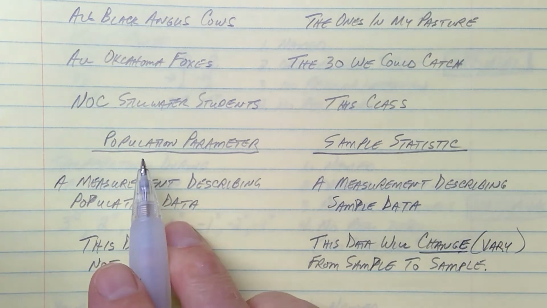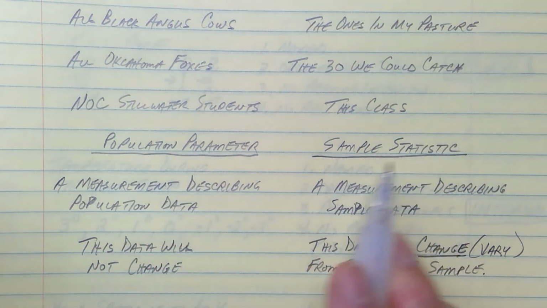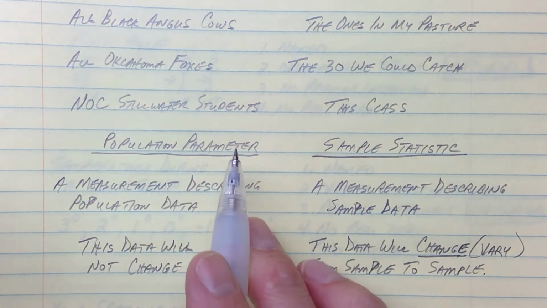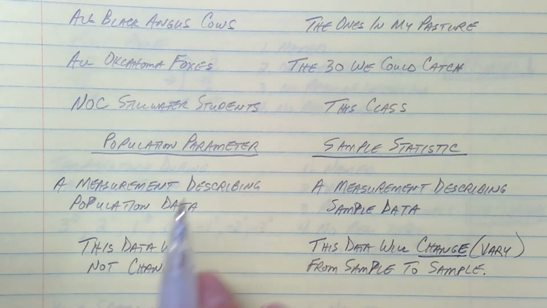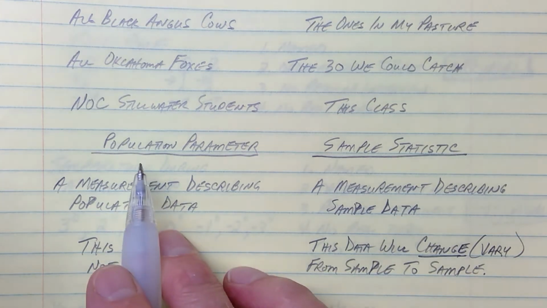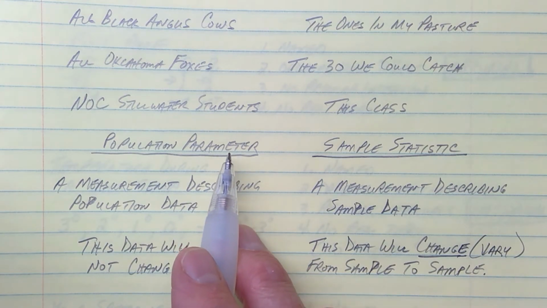Okay, and a couple terms I don't use very much are population parameter and sample statistic. Again, this deals with population. Parameter means meter, that's a measurement, like a meter stick, you're measuring something. That's a measurement describing population data, all right? It never changes.